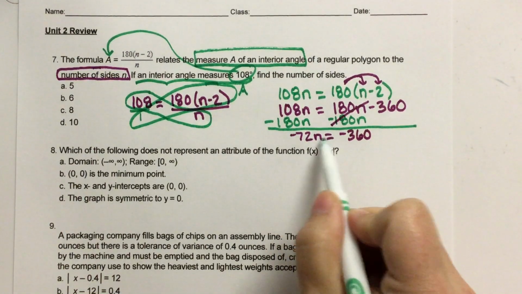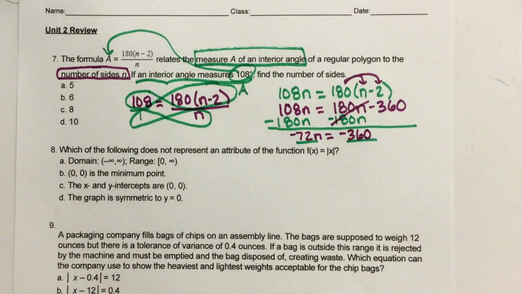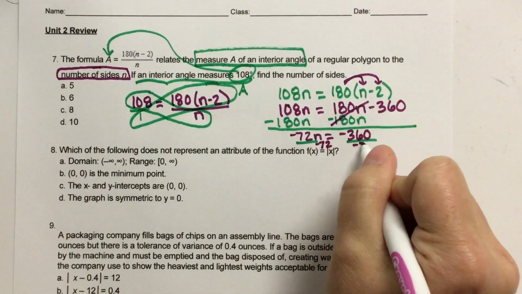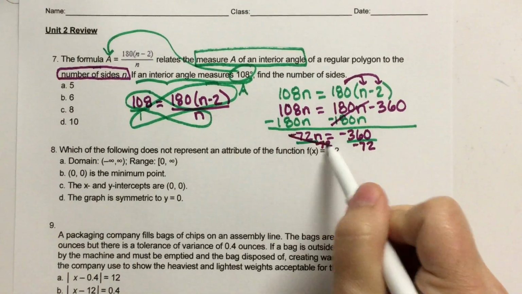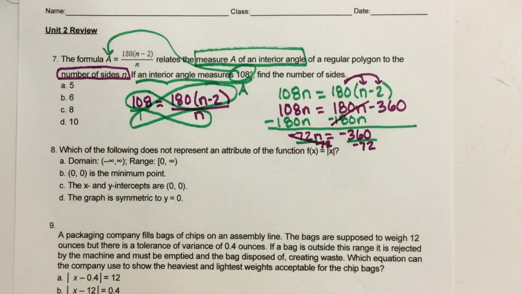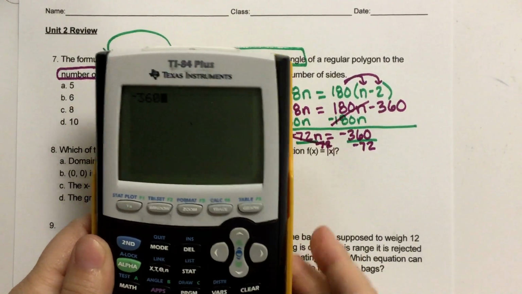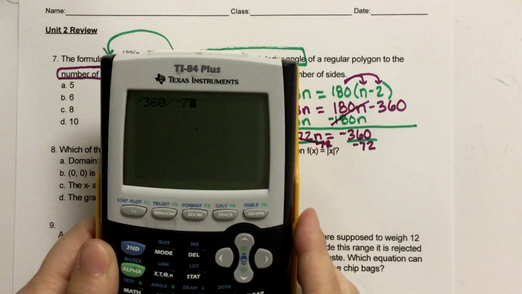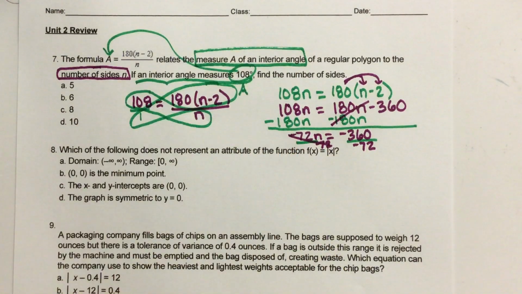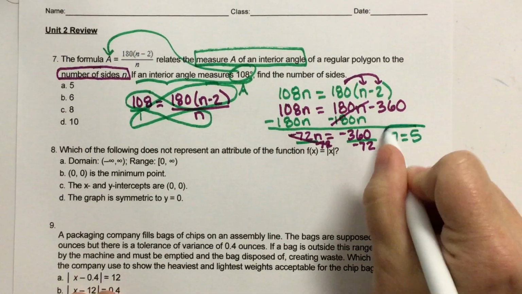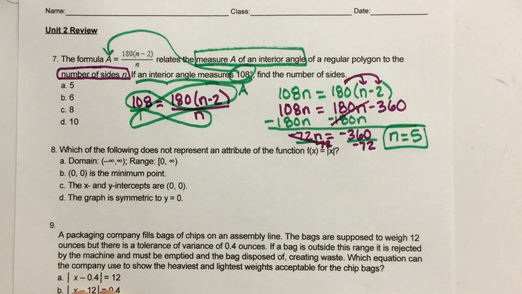And then to undo this multiplication, I divide. So I'm going to divide both sides by negative 72. So now I need to take negative 360 and divide by negative 72. So negative 360 divided by negative 72, and I get 5. That means that this shape has 5 sides, and 5 is answer choice A.